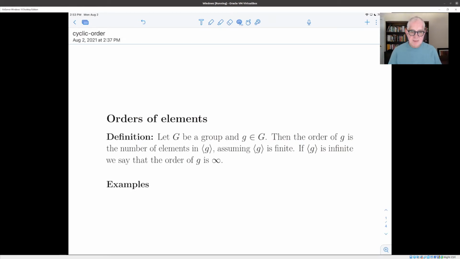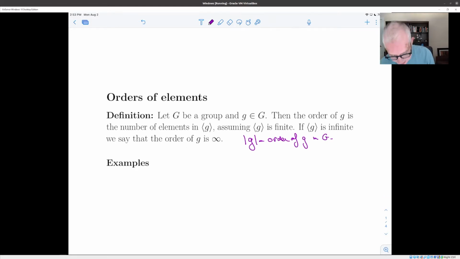Suppose that we have a group G and we have an element little g in it. Then by definition, the order of that element little g is the number of elements in the cyclic subgroup that it generates, assuming that number is finite. If it's infinite, then we say that the order of g is infinity. And we write absolute value signs to give us the order of g in G.